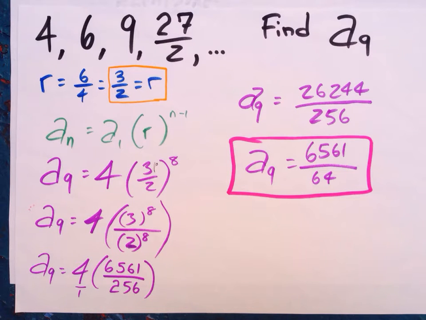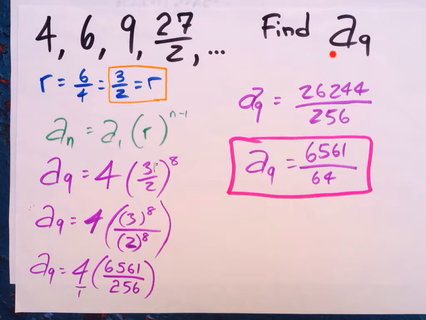Here we have another geometric sequence. The first term is 4, then 6, 9, 27/2. We're going to figure out the ratio by dividing 6 divided by 4. That's going to give us 3/2 when simplified. We've got a ratio. We then plug that into our formula: a sub n equals the first term times the ratio raised to n minus 1.